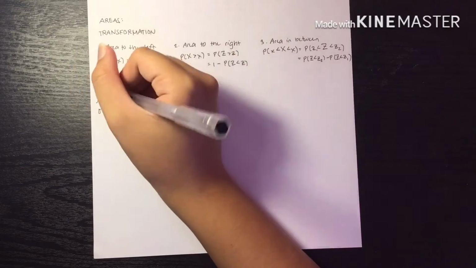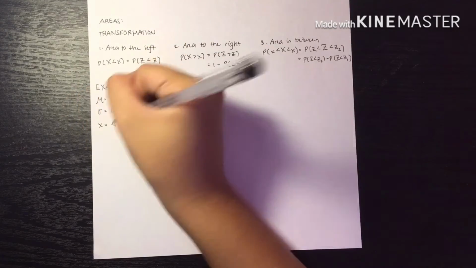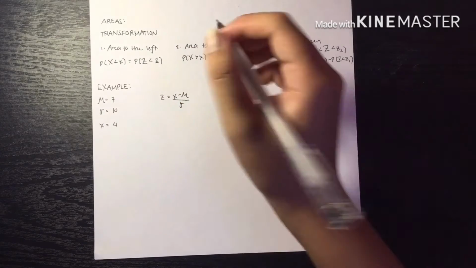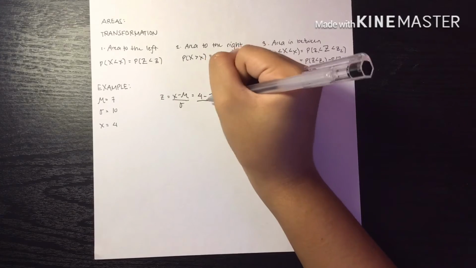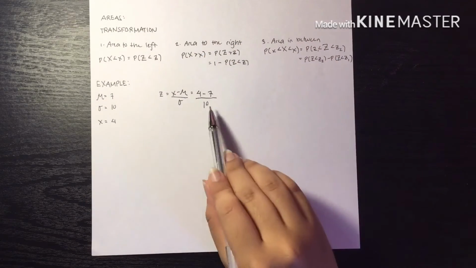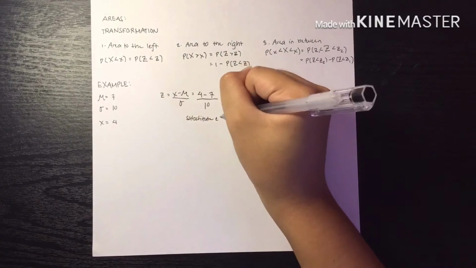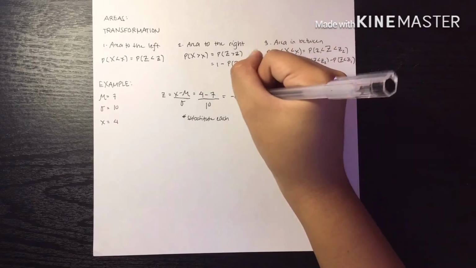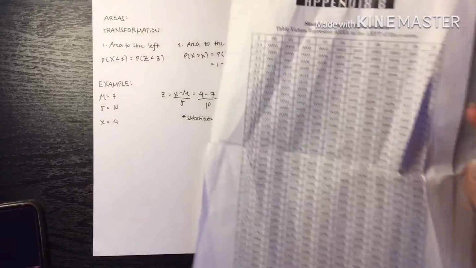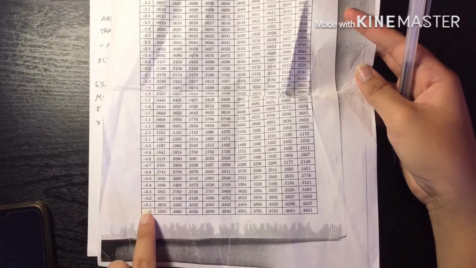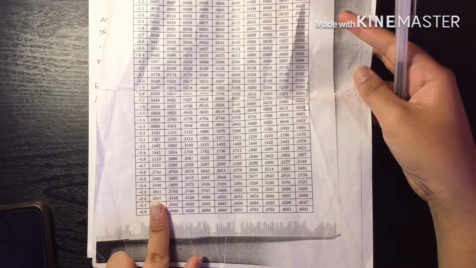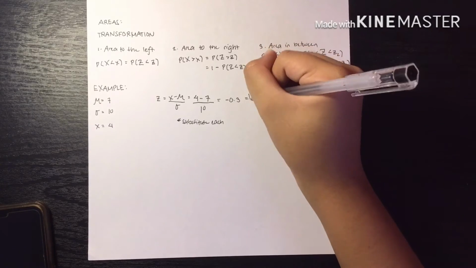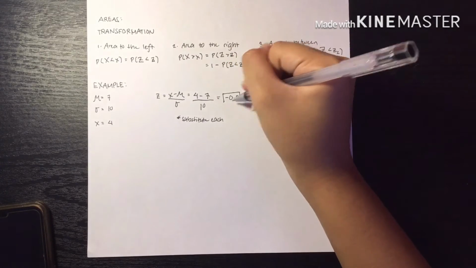In this example, the variables are given, which are the mean is 7, the standard deviation is 10, and x is equal to 4. The following formula, you simply substitute the given. Calculate it, and you get the answer, negative 0.3. Now, using your z-score table, you find the number in the left column and then the top, which is then your final answer. That's how you get a z-score.